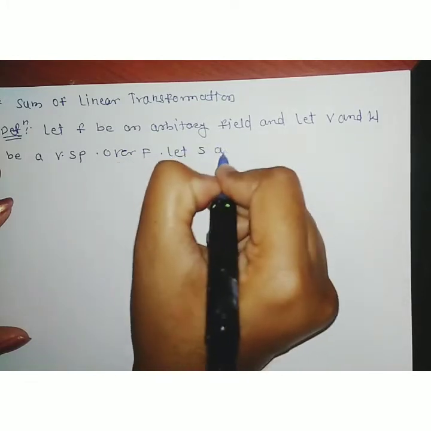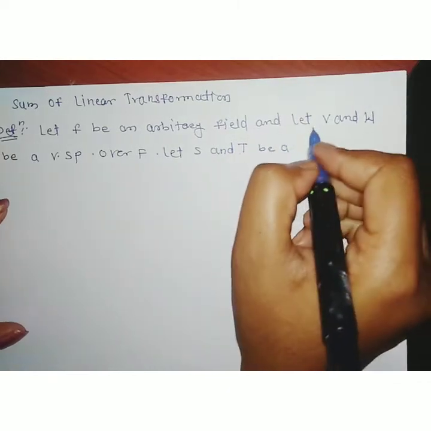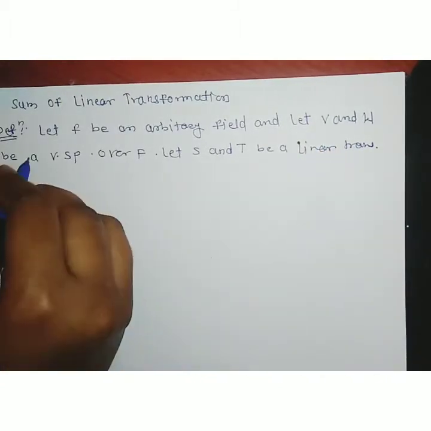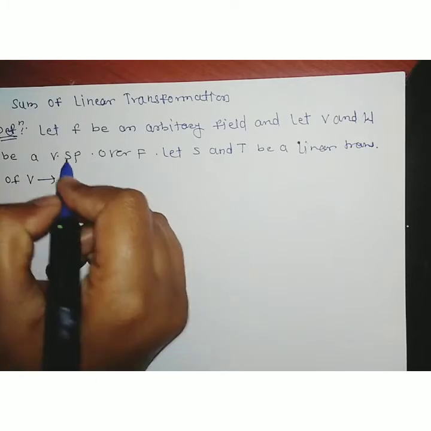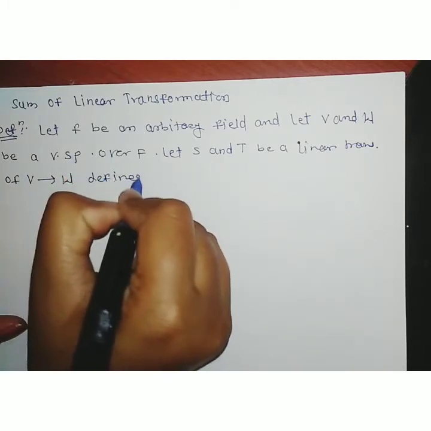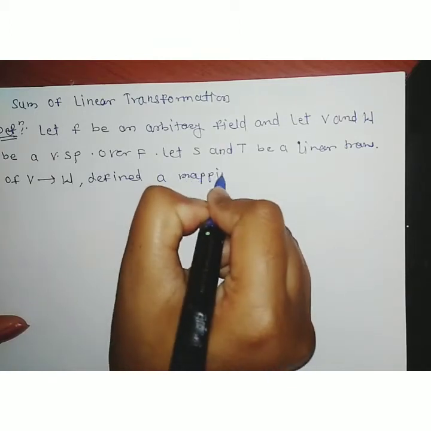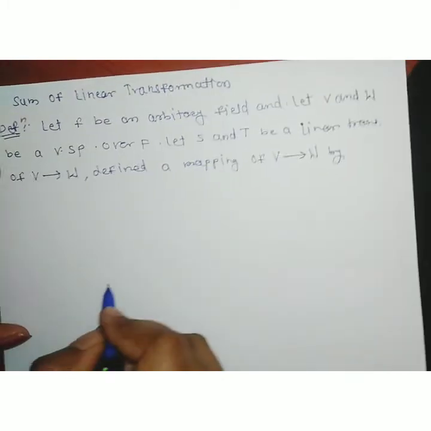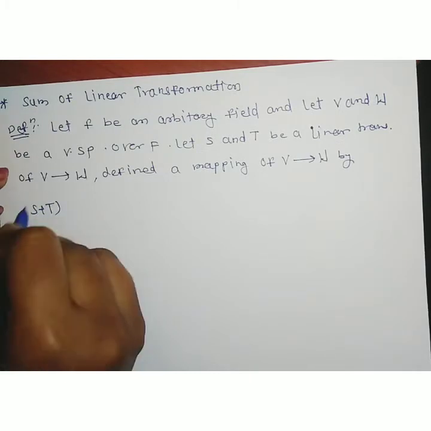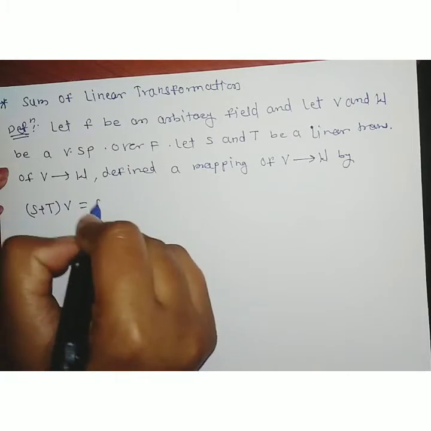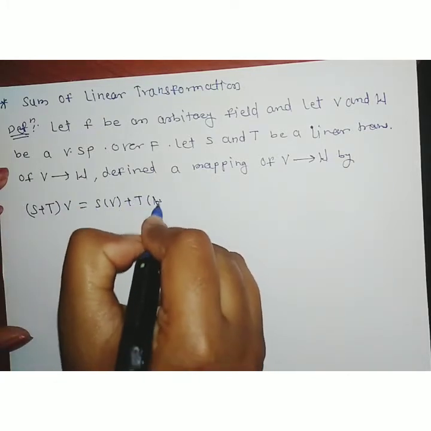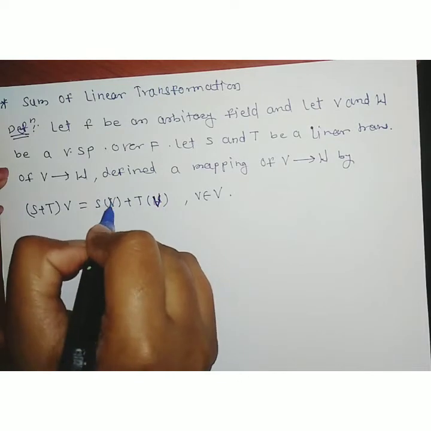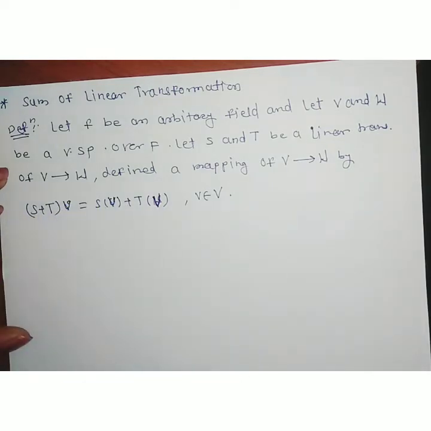Let S and T be linear transformations of V to W, then define a mapping of V to W by (S plus T) of v is equal to S of v plus T of v, for all v belongs to V. Okay, this is S of v plus T of v.